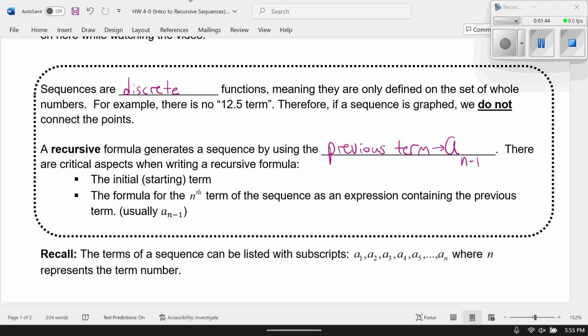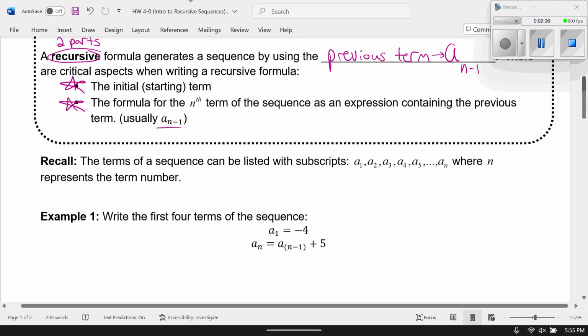Now, recursive sequences, or rather the recursive formula, has two parts. The first part is your starting term. Where are we starting at? And then the second part is the pattern that we need to use. And the pattern has the previous term involved. So let's try an example.